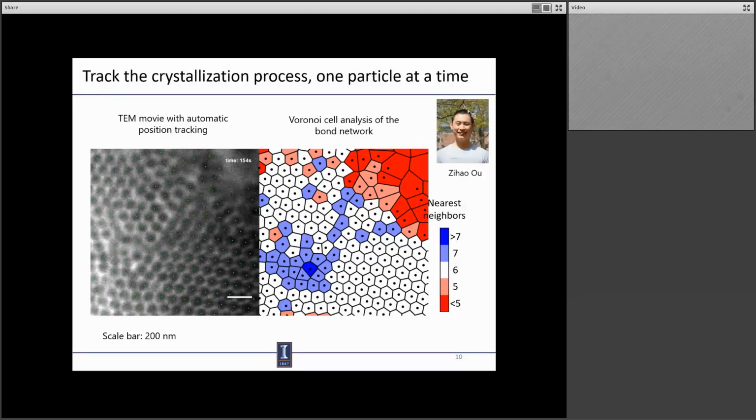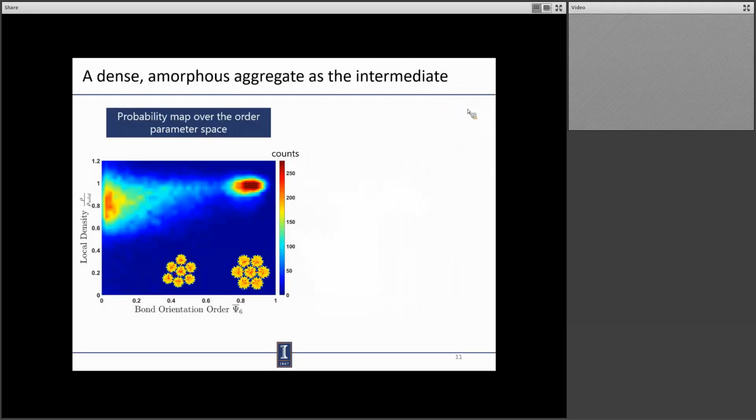So now that we have this bond connection network, we can calculate two order parameters to describe a single column. One is the local bond orientation order parameter, which tells how ordered the column is, and the other is the local density of a single column, which describes how dilute or concentrated the surrounding environment is. And because we have a movie, we have a lot of columns, and in the end, experimentally, we can plot out this probability map of columns in this two-dimensional order parameter space. So if you look at this 2D map here, your eyes can actually pick up two states, as the red color really represents more populated states.